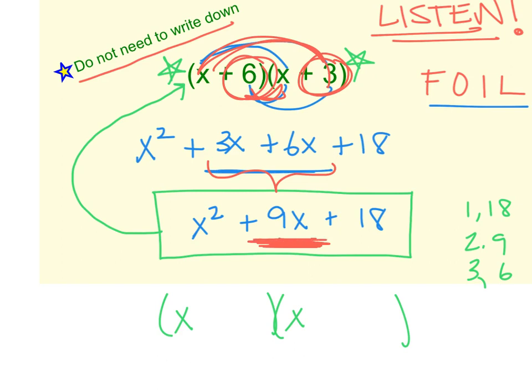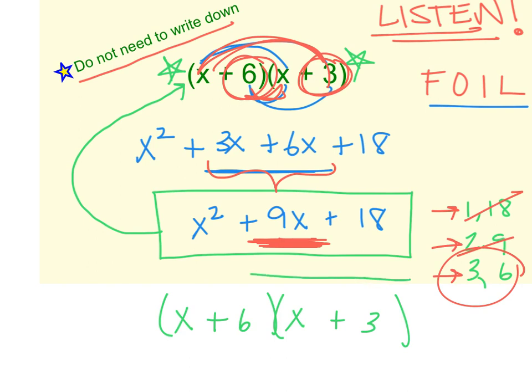So if you look at your factor pairs, 1 and 18, is 1 plus 18 equal to 9x? No. Or just, you can think, is it equal to 9? Is 2 plus 9 equal to 9? No. Is 3 plus 6 equal to 9? And that's the pair that works. So we're going to say x plus 6 and x plus 3. And this is going to be the answer. This is our factored answer.